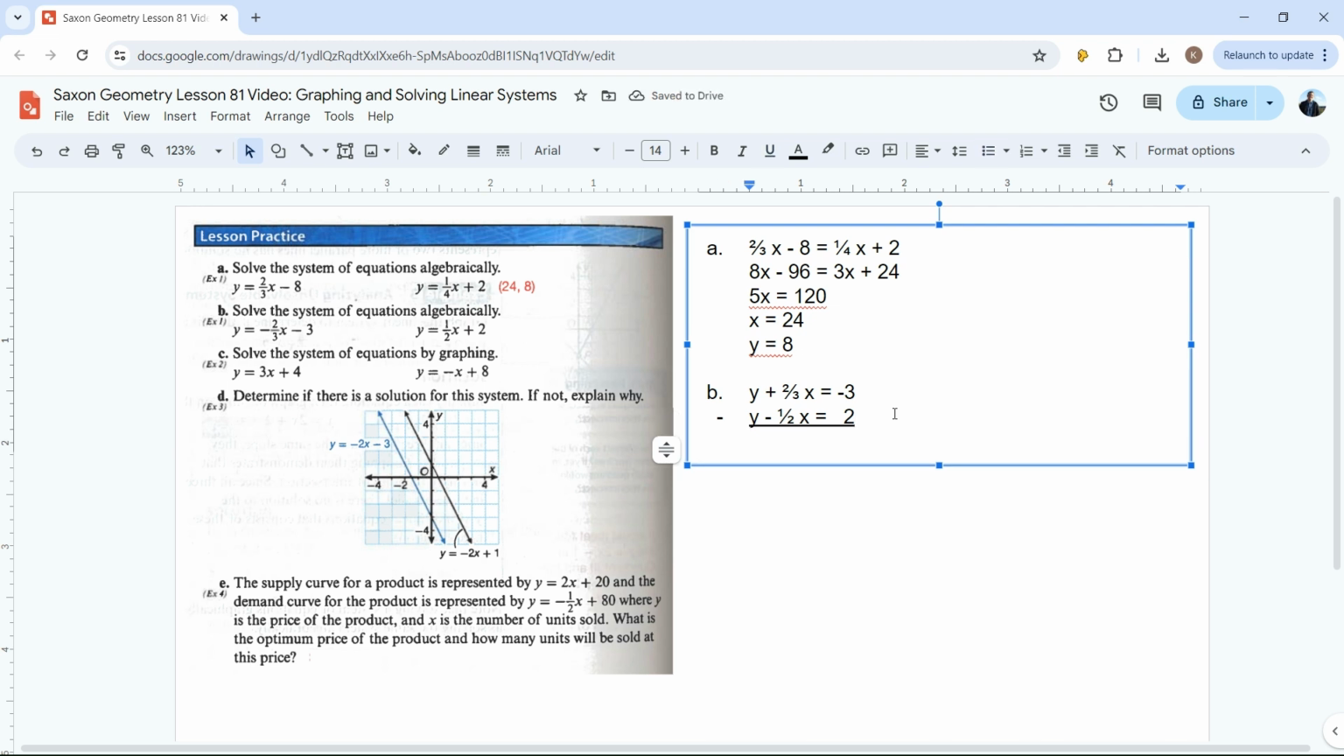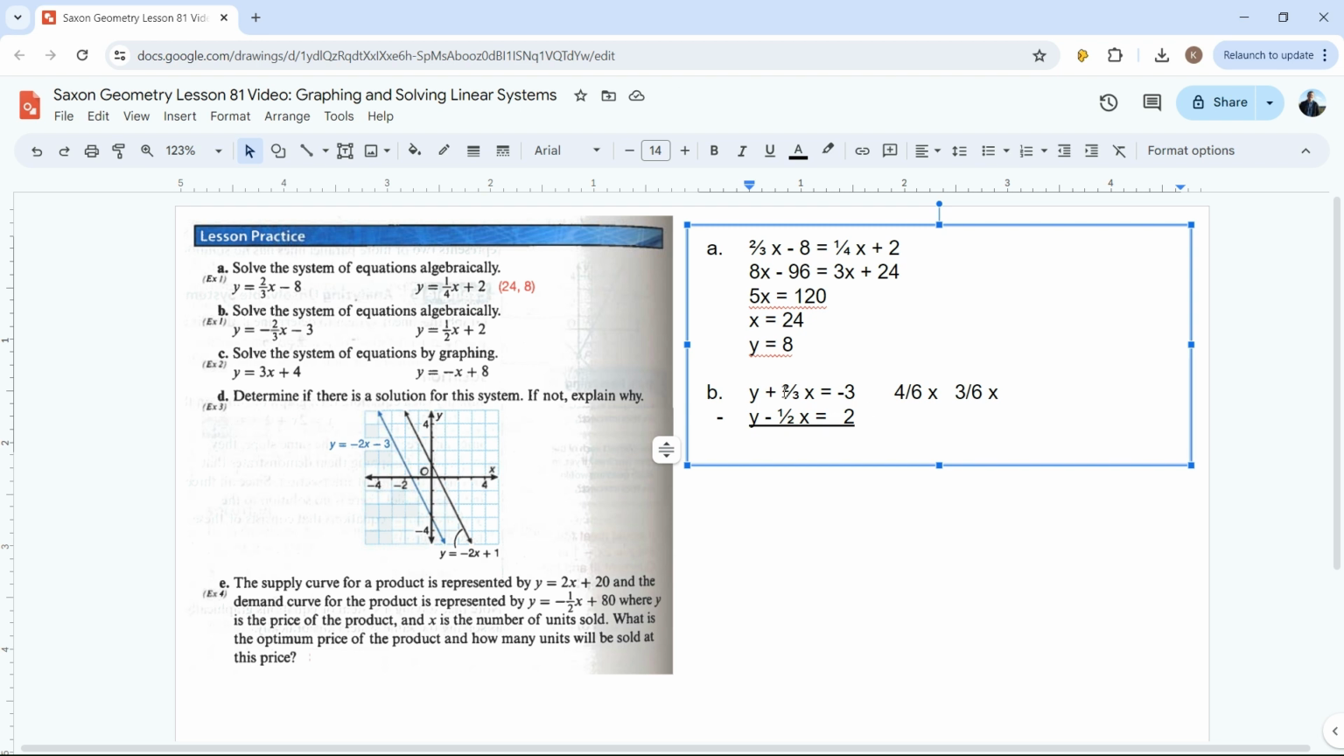Y minus y is 0, so the y's go away. 2/3 x minus a negative 1/2 x. That's 2/3 x plus 1/2 x. Well, 1/2 is the same as, let's see. For this, I'm going to do some work over here. 2/3 x, I'm going to change it to 6. So that's 4/6 x. And then 1/2 x is 3/6 x. Does that make sense? So I'm going to give them a common denominator so I can combine them.